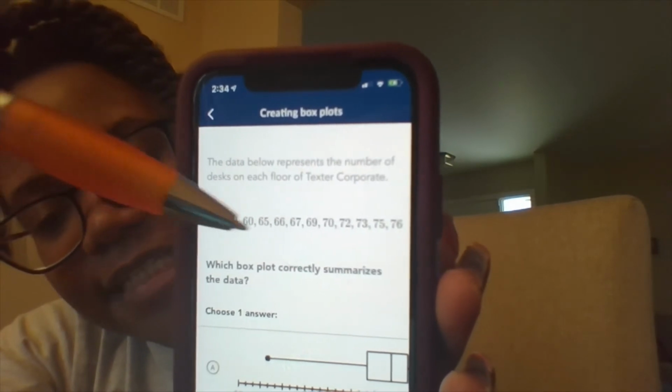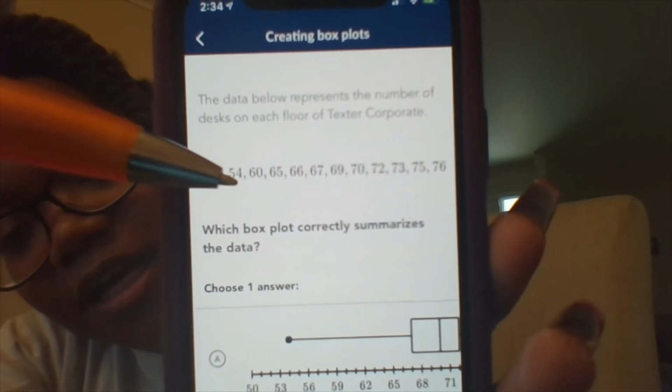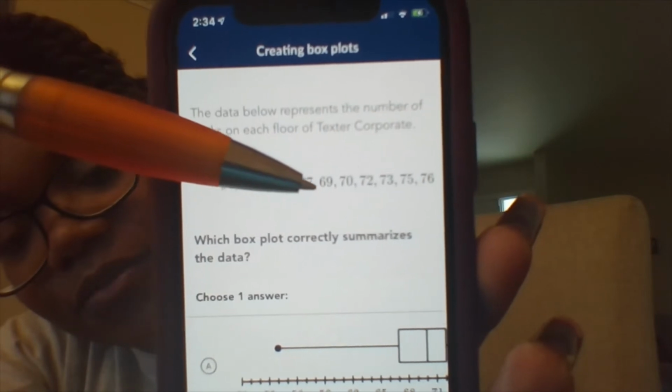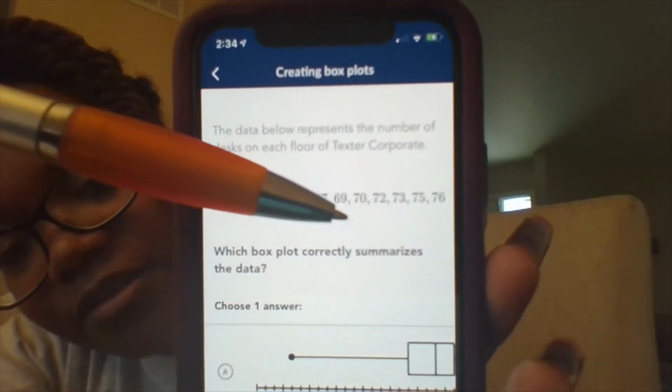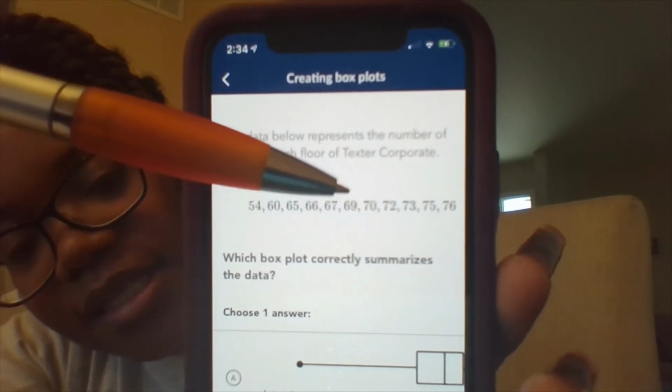Our median is the middle number. So as I said, I counted them. There are 11 values. So we're going to have 1, 2, 3, 4, 5 on one side, 1, 2, 3, 4, 5 on the other side. So the median of the whole set is 69.